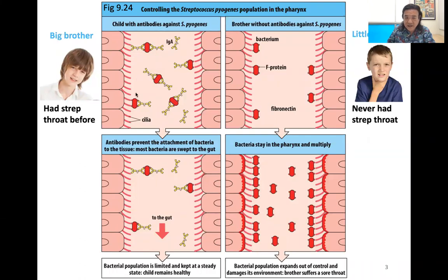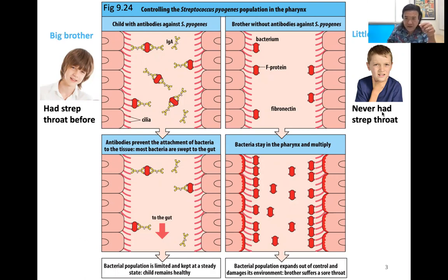And as a result, the bacteria do a poor job of clinging to his epithelial cells and infecting his epithelial cells, right? So the majority of them, you can see here, just end up going down his esophagus or whatever, and they're eventually destroyed in his gut, right? So they're not able to actually infect or start a big infection again.